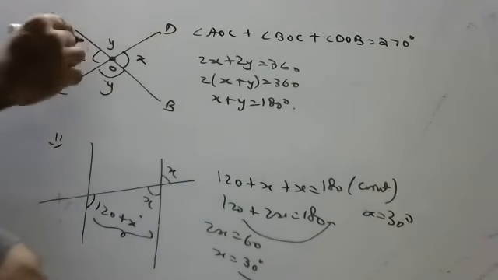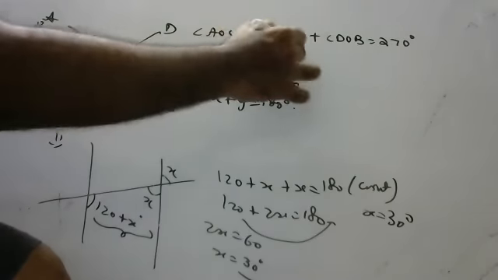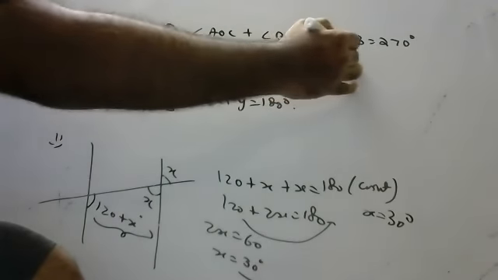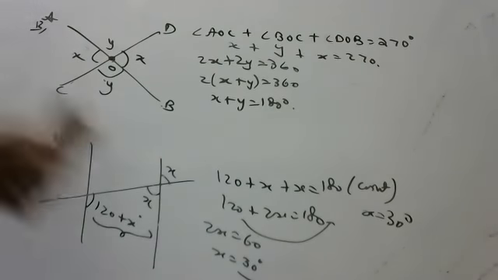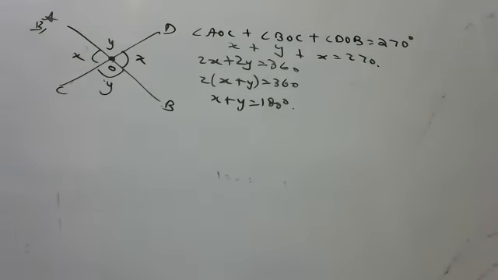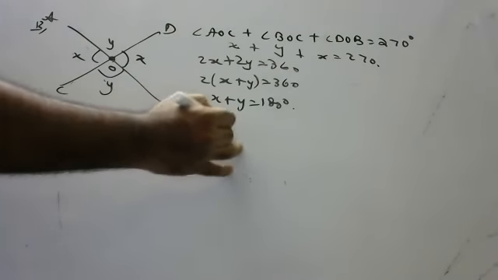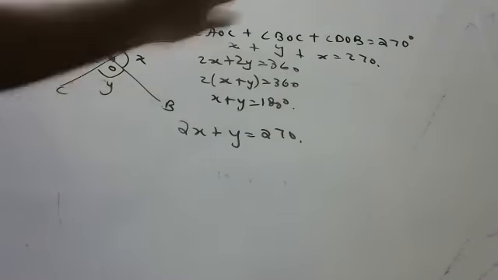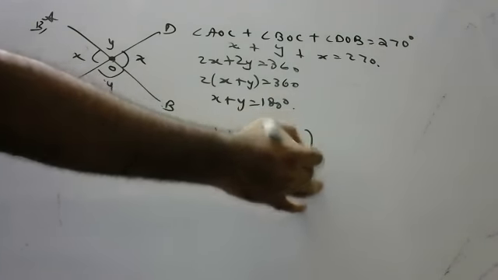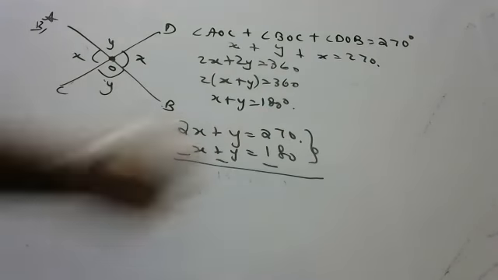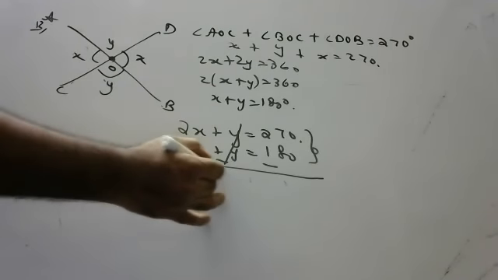Now here AOC is how much? x. BOC is how much? y. DOB is how much? x. So x plus x is equal to 270. This sum already told you. See children, try to understand. x plus x is how much? 2x is 270. x plus y is how much? 180. We have two equations. Change the sign: plus y minus y cancels. 2x minus x is x is equal to 270 minus 180.